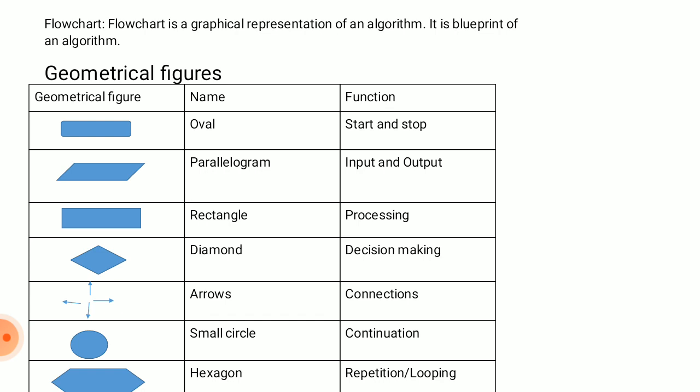And the last one is a hexagon. A hexagon means repetition. If you are repeating statements, if you are displaying numbers repeatedly, then we use a hexagon. So these are the basic geometrical figures: oval, parallelogram, rectangle, diamond, arrows, small circle, and hexagon. When we write a flowchart, you will understand how these figures are used. So this is about flowcharts. In the next video we will try to draw some flowcharts with some examples, right? So thank you.